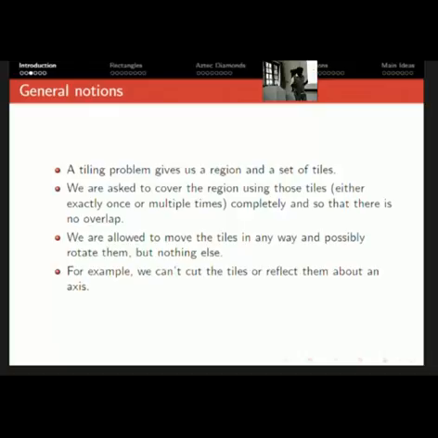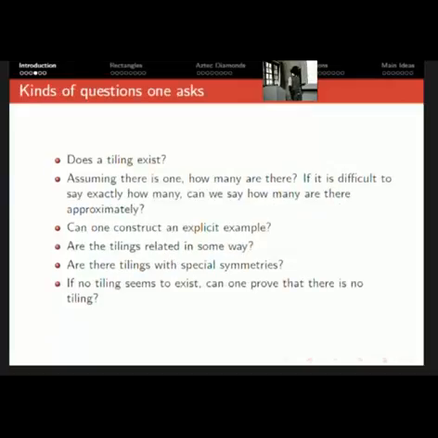The underlying tiles are fixed. You can rotate them at most, but nothing else. And you want to fill the space you're given completely. So what are the questions that you might ask? The first thing you might ask is, does a tiling exist? I'll give you examples very soon. So the first question is, does a tiling exist?